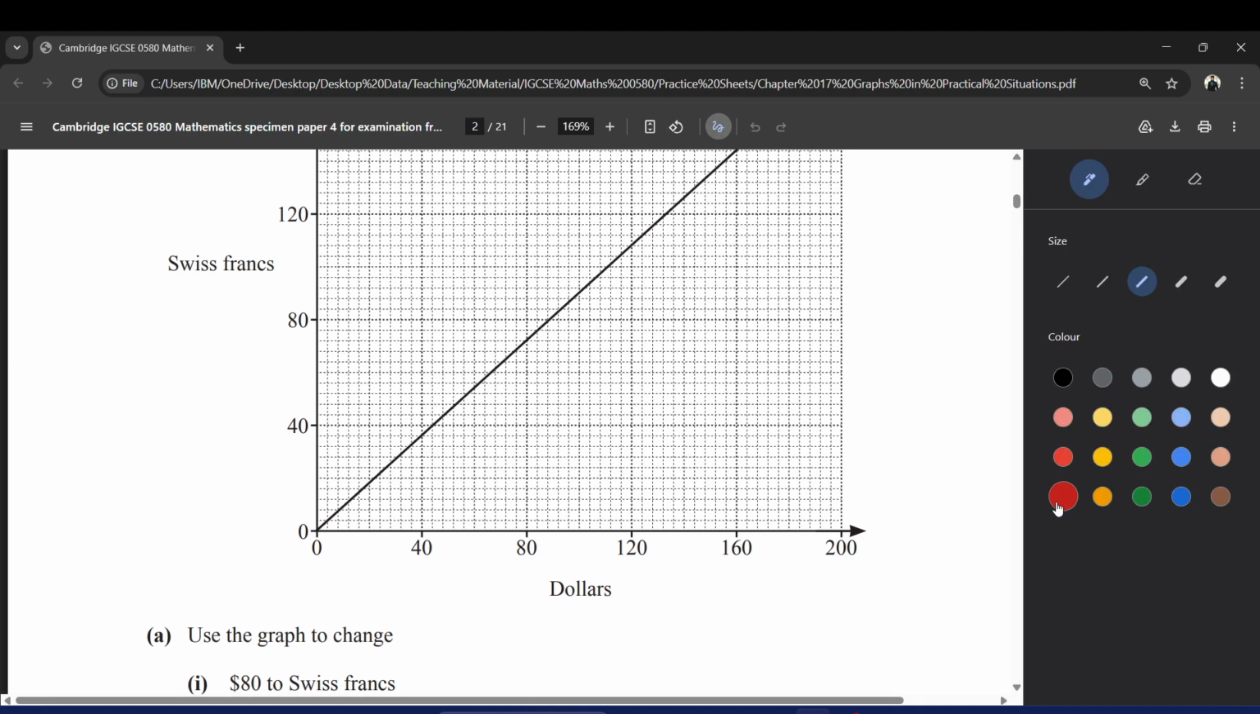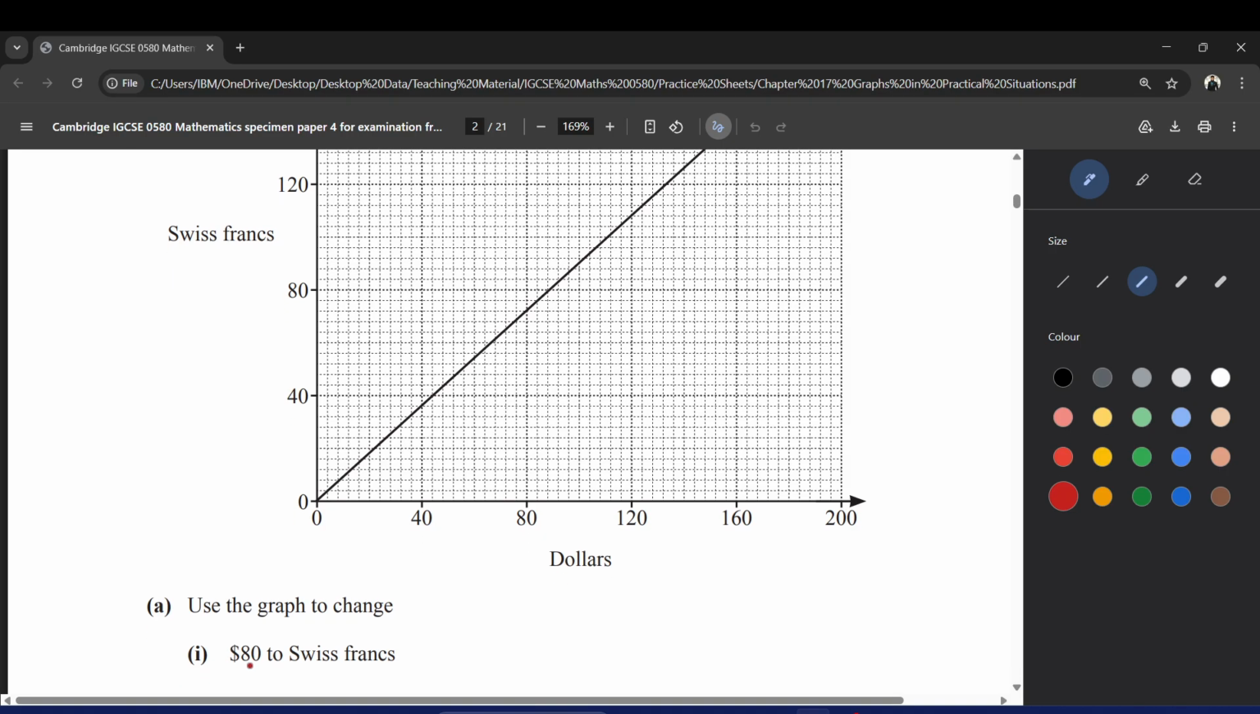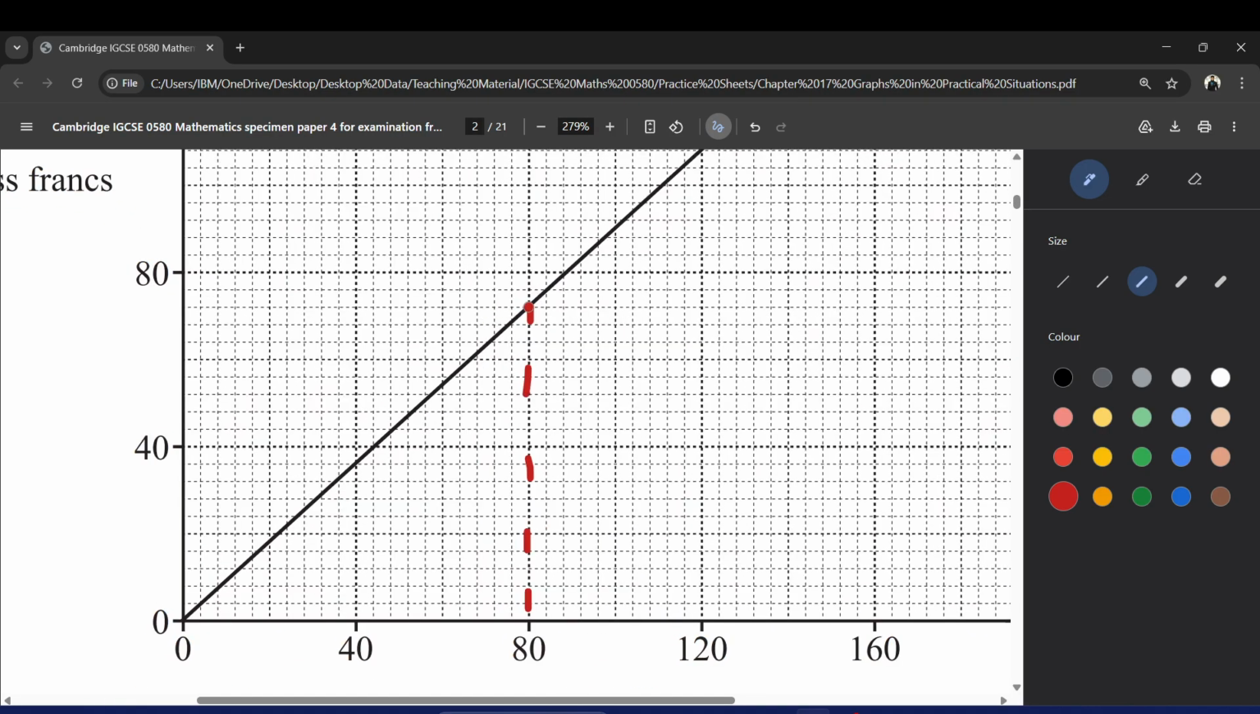First of all, this is the scale or the axis for dollars. The x-axis represents dollars and the y-axis represents Swiss francs. So we need to look for $80. That is over here. So I'm going to draw a vertical dotted line, make sure you use pencil for this, until I reach this point. Now I'm going to read the value horizontally, that is, what is the value on the y-axis.